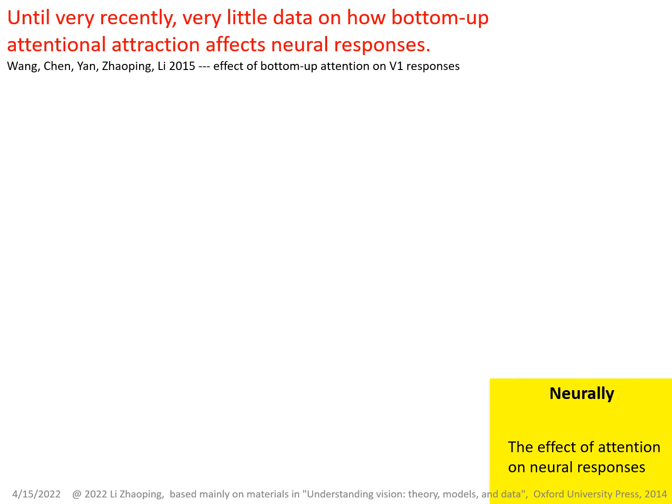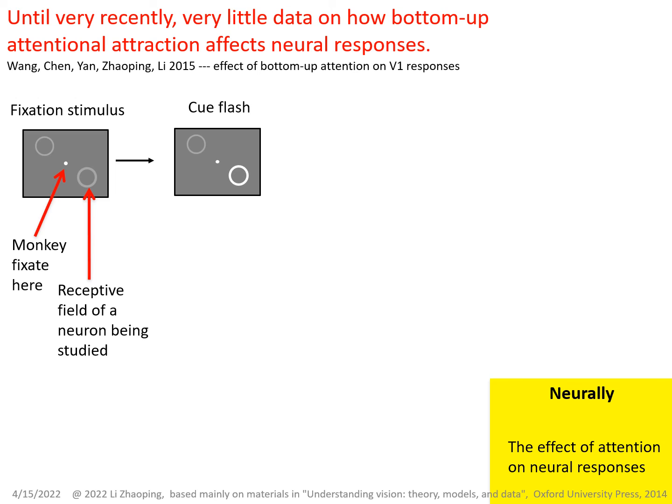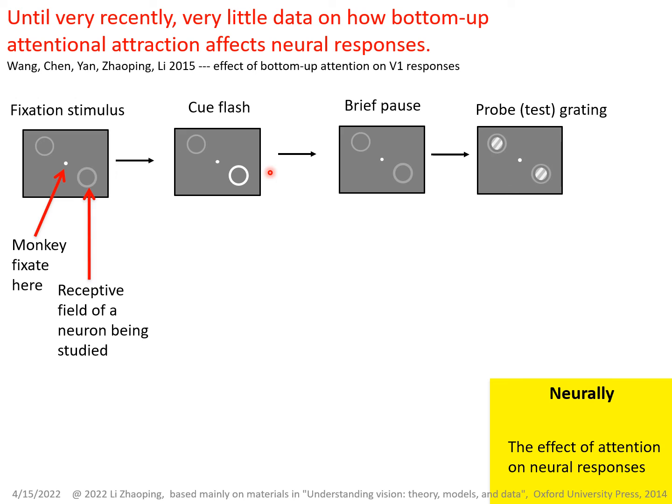So far, only one study showed how neural responses are affected by bottom-up attentional attraction. It studied attentional effects on V1 neurons. This is the fixation stimulus in the study. The monkey fixates on a central point, and this is the receptive field of the neuron being measured. Then the exogenous cue flashes, and after a pause, the probes appear. So we can then measure the neuron's response to the probe inside the receptive field. Here the probes are just gratings inside and outside the receptive field.